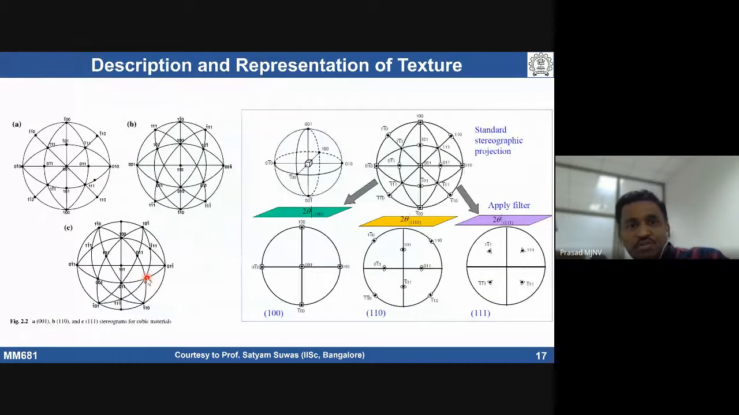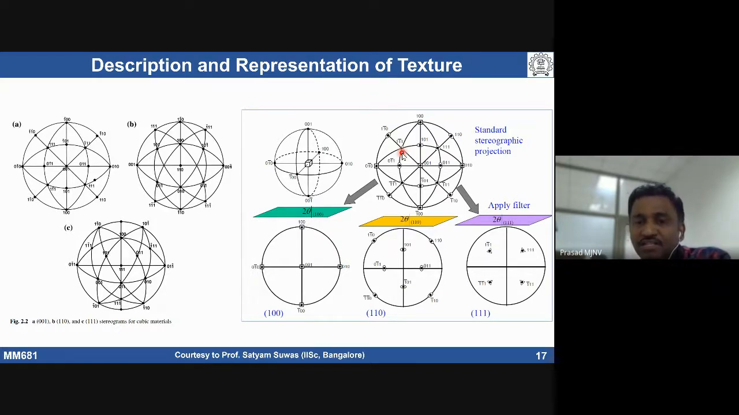The other important aspect now: how do you describe and represent the crystallographic texture of a material? The whole concept comes from stereographic projection. One has to have knowledge of standard stereographic projections, and we can establish the poles from them. I don't want to discuss standard stereographic projections here; it is part of structure of materials, where people also teach stereographic projections.